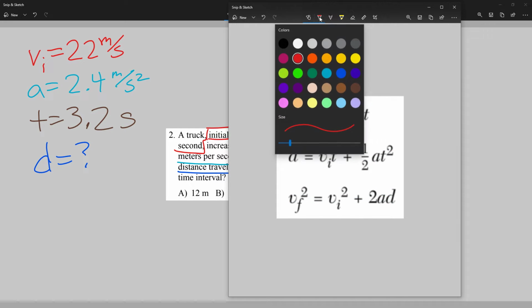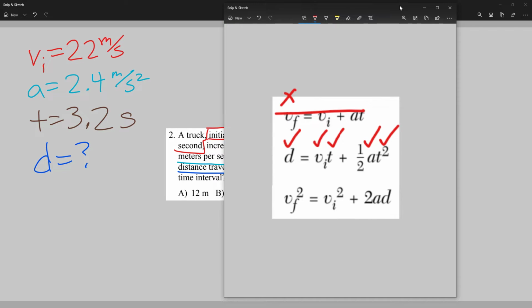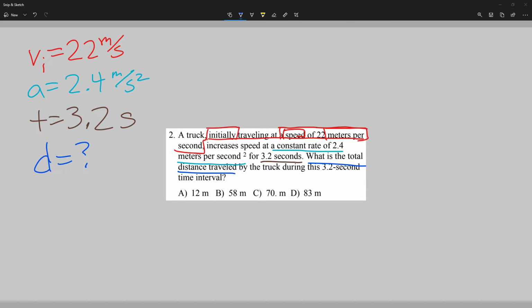So look at the first formula. Do we use the first formula? Do we have VF? Nope. Don't have VF. Do we have D here? Yeah, we got D. Do we have VI? Yeah, we got VI. Do we have T? Yeah, we got T. Do we have A? Yep, we got A. We got T. And when I say we have D, it means we're solving for it as well. So we're going to use a second formula.